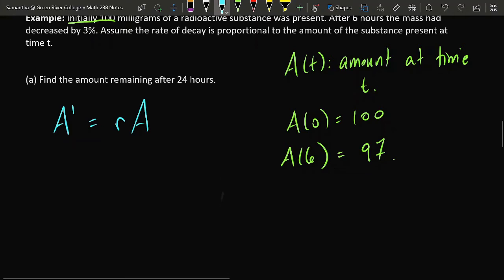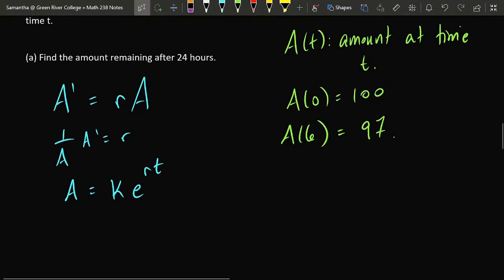Now, as before, we can solve this differential equation using the standard trick. It's of exactly the same form that we had for the population growth, so we get an answer of exactly the same format. The amount at time t is equal to a constant called k multiplied by e to the rt.